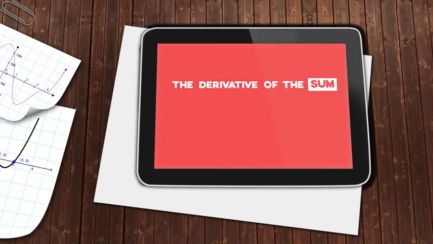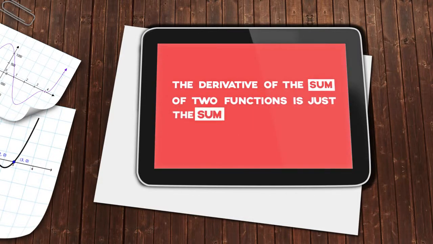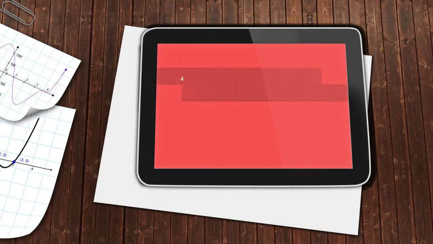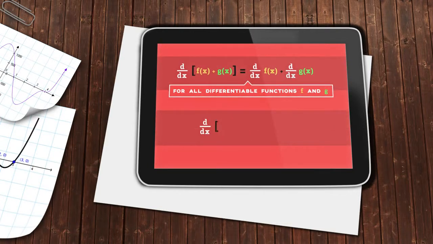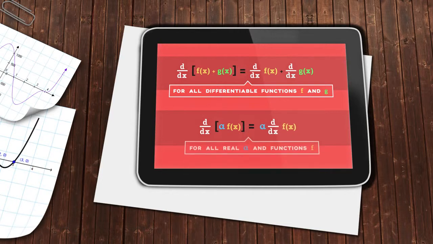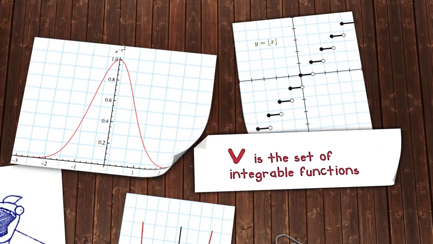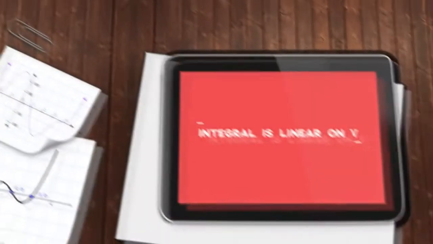The derivative of the sum of two functions is just the sum of the individual derivatives. The derivative of f plus g is the derivative of f plus the derivative of g for all differentiable functions f and g. You can always pull a scalar out of a derivative. The derivative of alpha f is the same as alpha times the derivative of f for all real alpha and functions f. Likewise, if V is the set of integrable functions, the integral is linear on V.